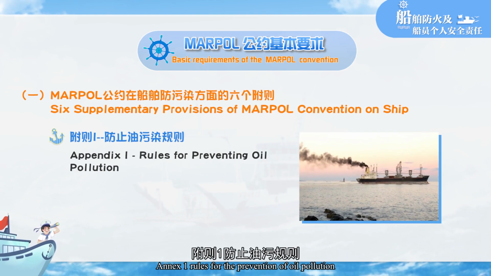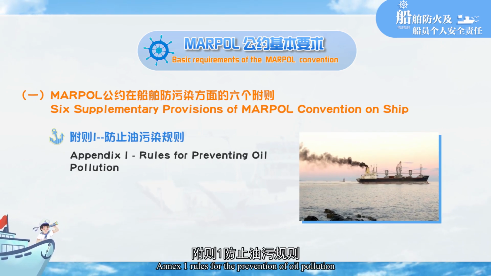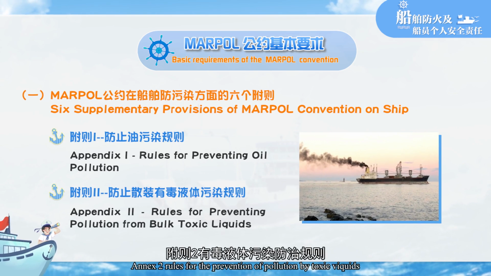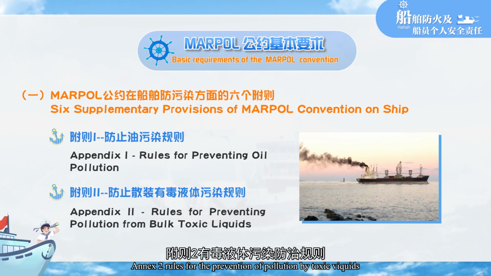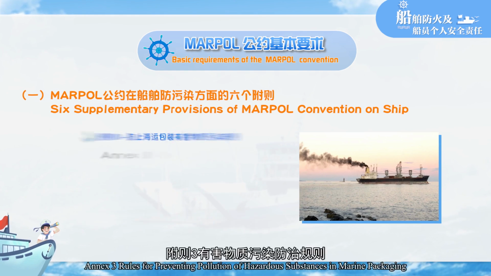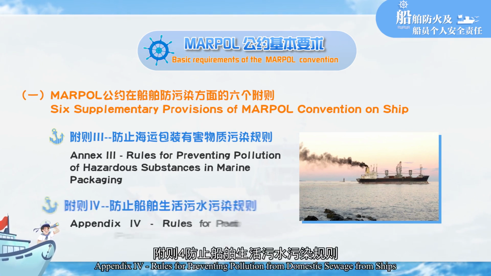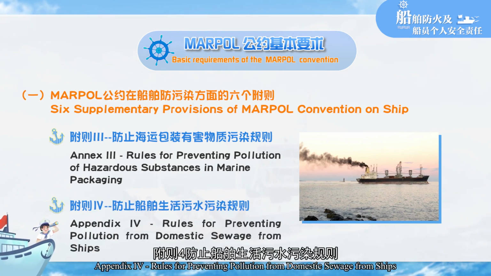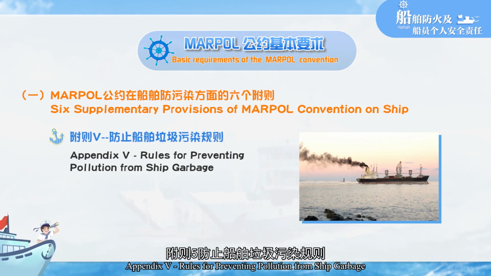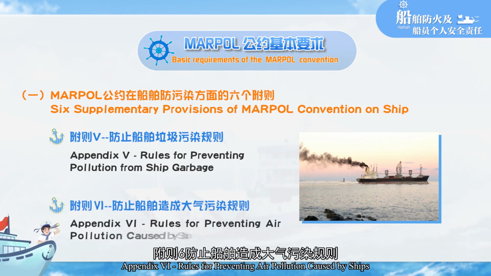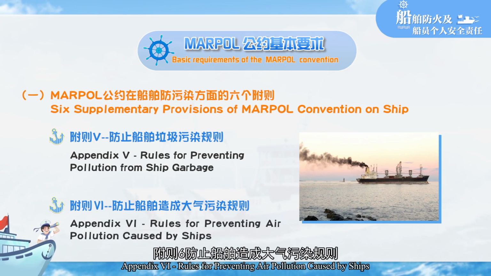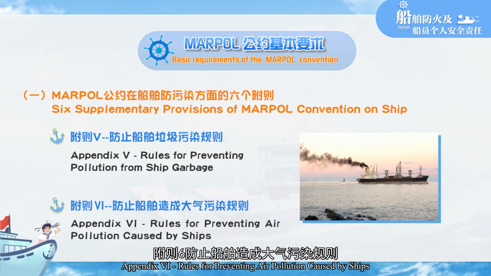Annex 1: Rules for the prevention of oil pollution. Annex 2: Rules for the prevention of pollution by toxic liquids in bulk. Annex 3: Rules for the prevention of pollution by harmful substances in shipping packaging. Annex 4: Rules for the prevention of pollution by domestic sewage from ships. Annex 5: Rules for the prevention of pollution by garbage from ships. Annex 6: Rules for the prevention of atmospheric pollution by ships.